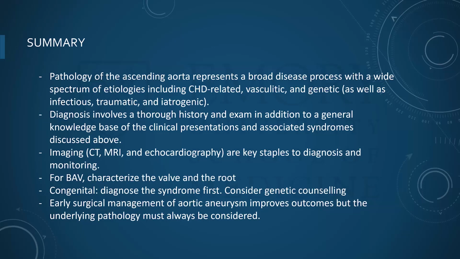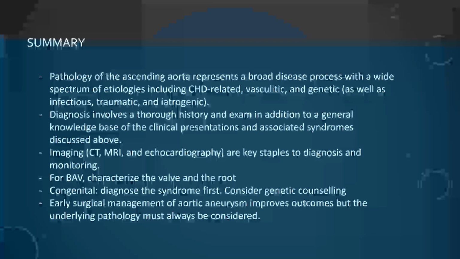For bicuspid aortic valve, remember to characterize the valve and the root. For congenital disease, diagnose the syndrome first and then consider genetic counseling. And then by and large, always remember that early surgical management of aortic aneurysm is thought to or known to improve outcomes, but the underlying pathology must always be considered, as some of those pathologies may affect surgical management and outcomes.